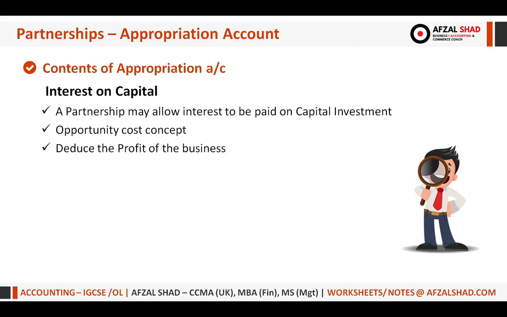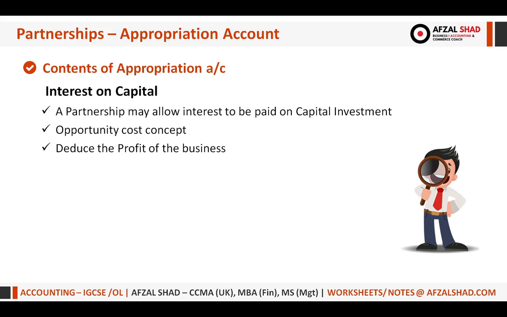Now coming to the contents of the appropriation account, how many things are going to be dealt with in the appropriation account specifically? First one is the interest on capital. What is interest on capital? The partnership may allow interest to be paid on capital investment. What do you mean by that? If some partner has invested a greater amount in the business than the other partner, obviously the person who has invested more should have a greater chunk of the profit, or a greater chunk in terms of the interest.